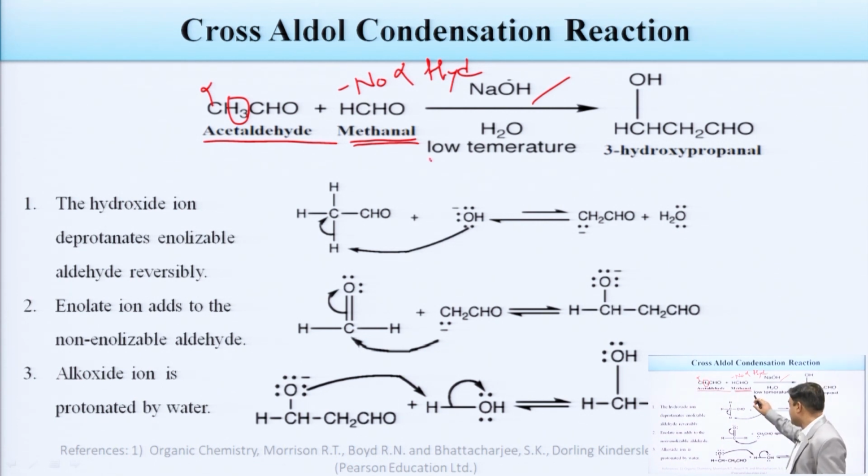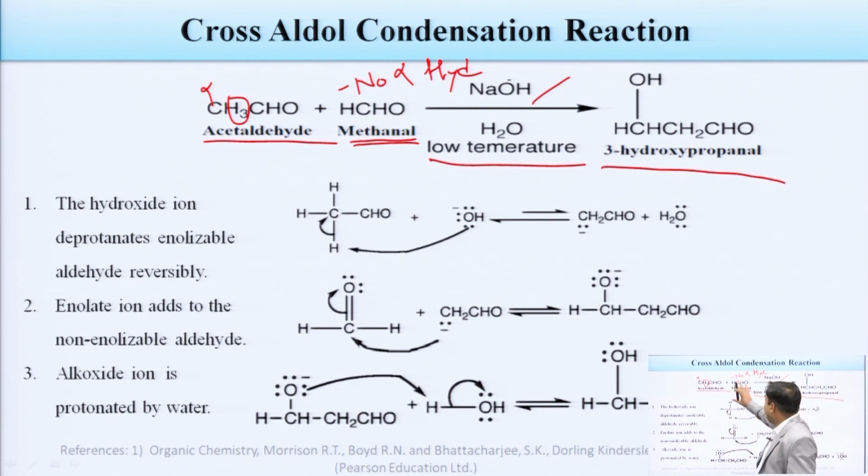It requires very low temperature to occur, and when we are using a molecule with no alpha hydrogen, out of 4 possible products, one product will be formed in abundance, that is 3-hydroxypropanal, in the cross aldol condensation reaction. The mechanism followed by this reaction is the same as we have seen in the aldol condensation.